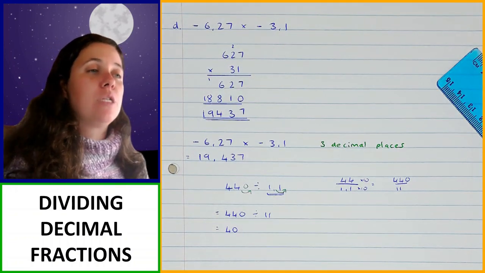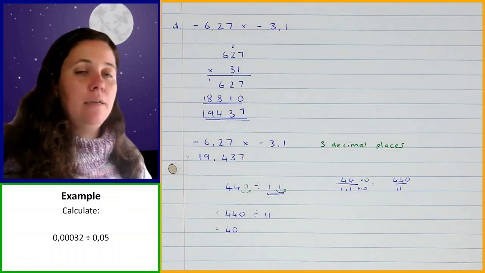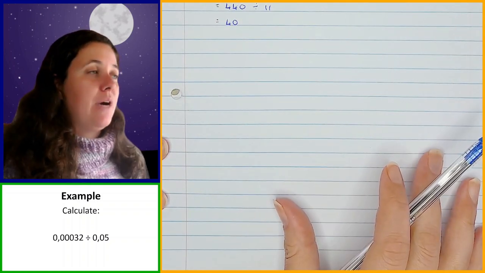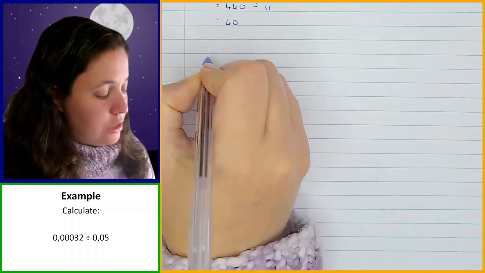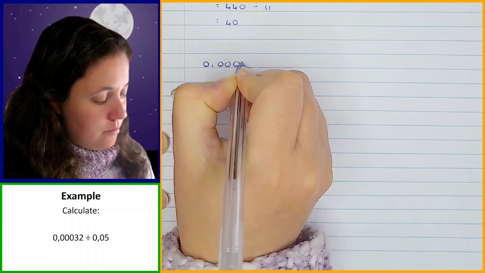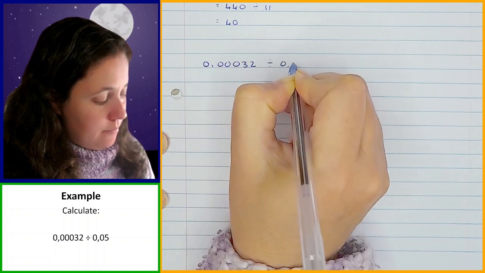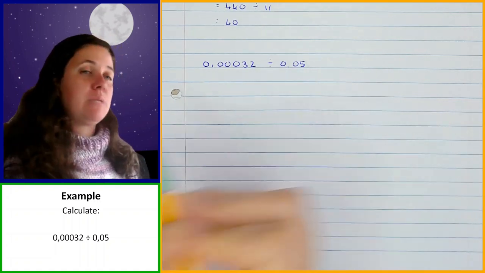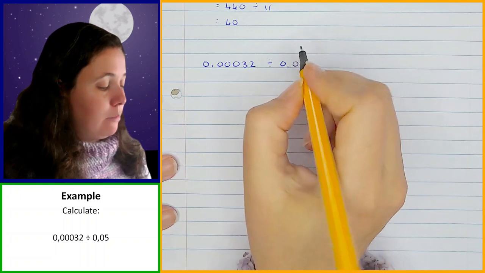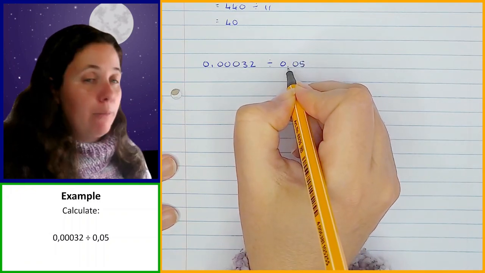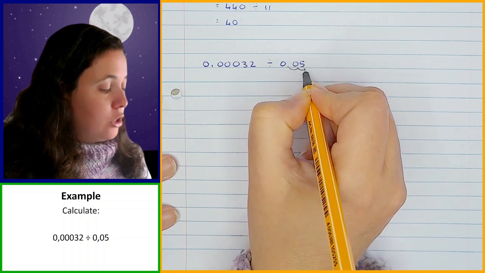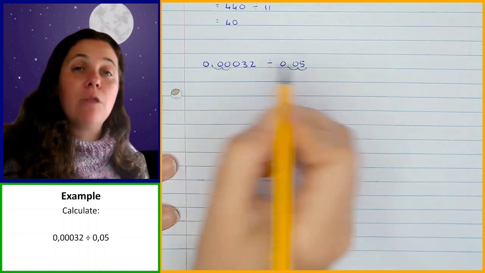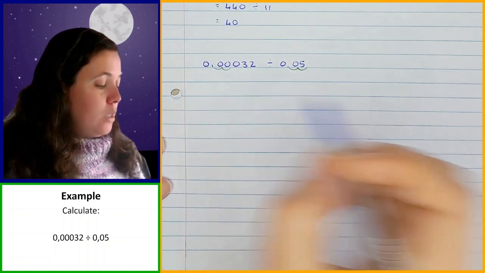Okay. So let's go on to our first proper example for today. Over here, we have got 0.00032, and we're dividing that by 0.05. Okay, so we're starting off with this. Now remember, we want to divide by a whole number. So I want to multiply this by something that will make this a whole number. So what I'm going to do is I'm going to multiply it by 100. When I multiply by 100, this decimal place is going to go one, two places to the right, and I'm going to end up with 5. This one over here will also move two places to the right because I have to do the same thing to both.